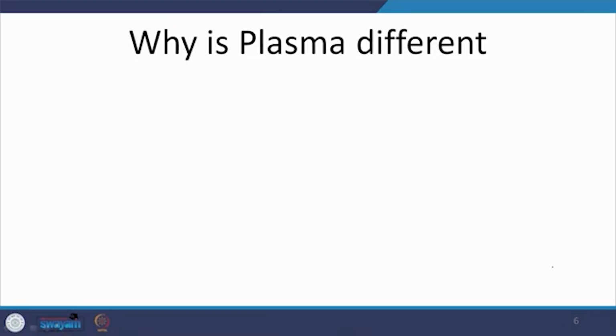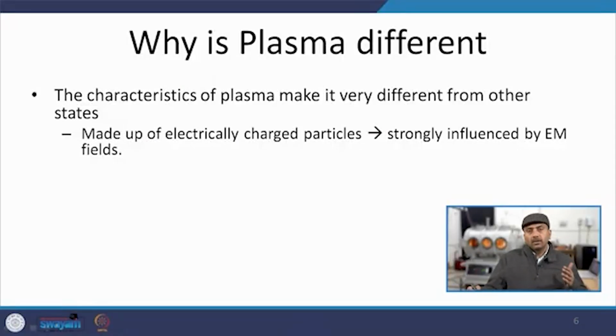Now, let us talk about why plasma is different or how plasma is different. So, the characteristics of plasma make it very different from other states of matter. For example, the way plasma behaves makes it very difficult to say that it is just a gas.